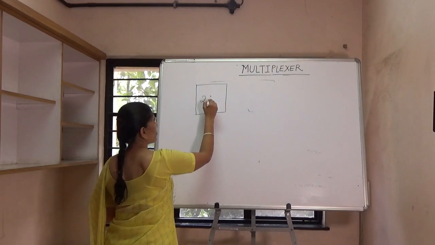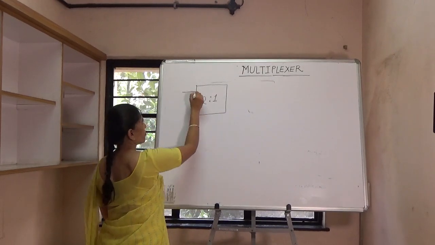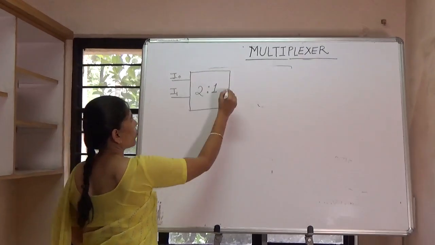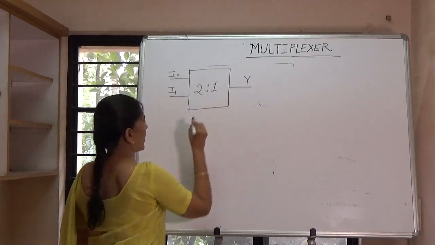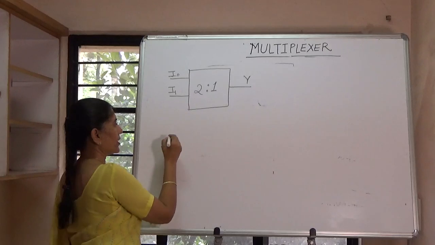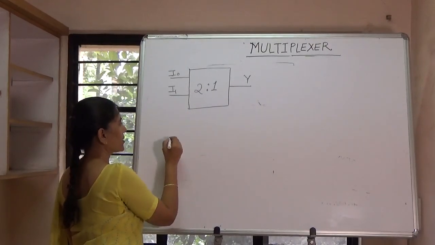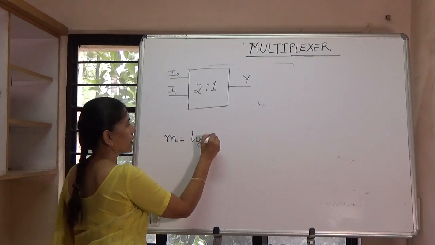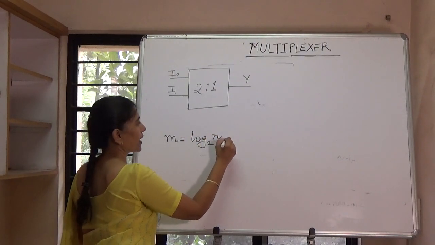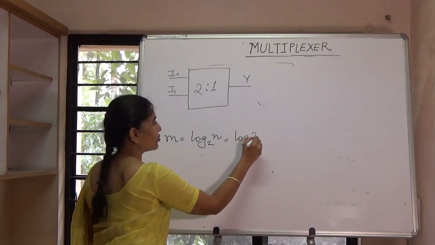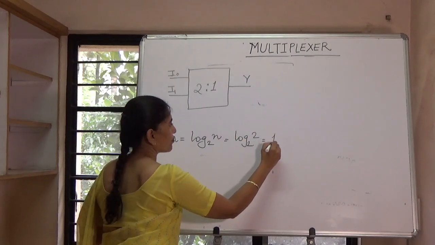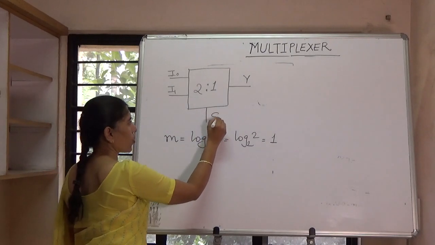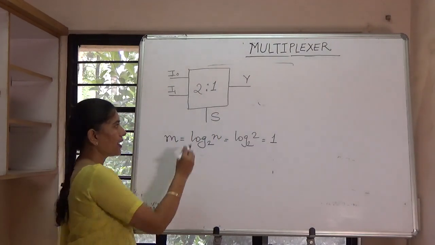So a 2:1 multiplexer will have two input lines, I0 and I1, one output line which is Y, and by the relation which we have just seen, if there are two input lines, the number of select lines is log of n to the base 2, that is log of 2 to the base 2, and therefore it is 1. So we would require only one select line.